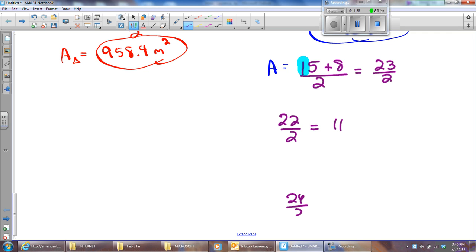24 divided by 2 is 12. 23 divided by 2 is smack in the middle, isn't it? So it'd be what? 23 divided by 2. What's smack in the middle? 11 and 12. 11 and a half. All right, so the answer will be 11 and a half inches squared, and there you go.